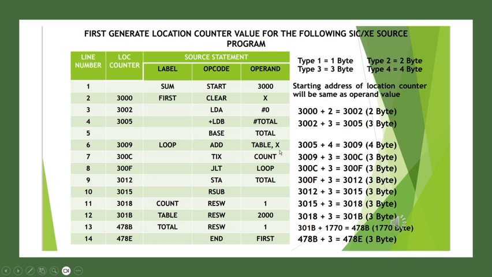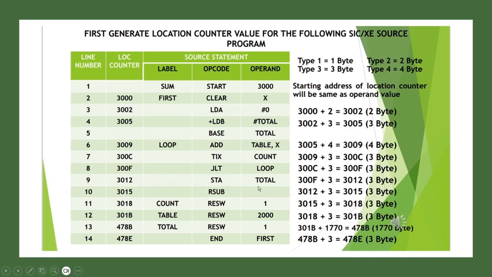And TIX COUNT is also in third format. Because it is in third format, we add 3 more bytes to 300C, which would make it 300F. So the location counter value after being incremented at TIX COUNT would be 300F. Now JLT LOOP is also in third format, which we have to increment by 3 again. So from 300F, we have to be careful here. After 3009, we have 300C. After 300C, 3 increment, we have 300F. After 300F, we will go to 3010, and then 3011, 3012. We have incremented 3 bytes, which made it from 300F to 3012.